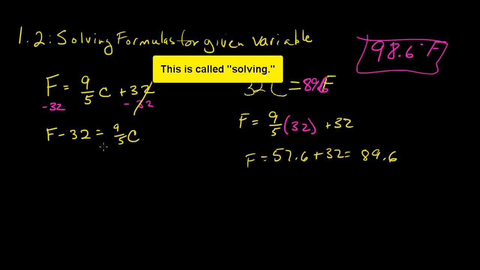So now I can use the multiplication principle. I can take the reciprocal of 9/5, the inverse of 9/5, and multiply it by both sides of the equation. And on one side, the 5's cancel, the 9's cancel, and I'm left now with just the C. And so C is equal to 5/9 of the quantity F minus 32.